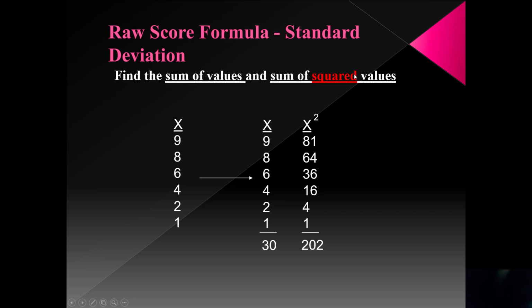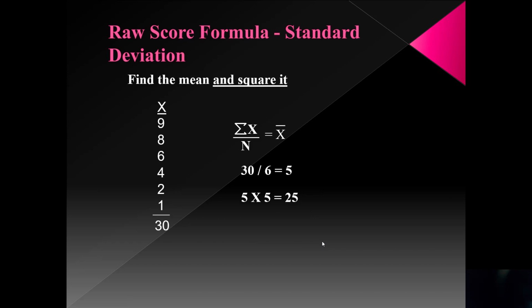Now, if I said the sum of the values squared, that would make me think that I would want you to square 30. That would give you 900, which is a way bigger number than this. You don't want to do that. So just remember, the sum of the squared values: each value individually squared, and then added up. So 202 is what we get for the sum of the squared values.